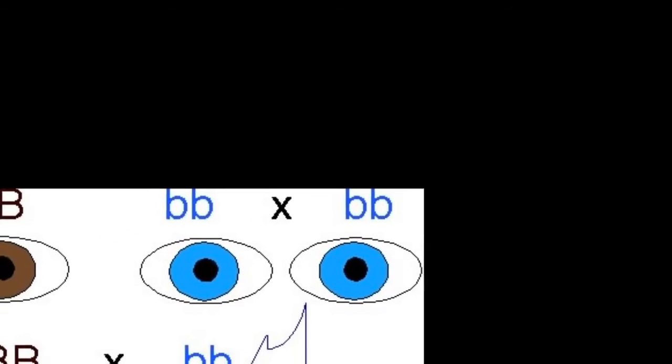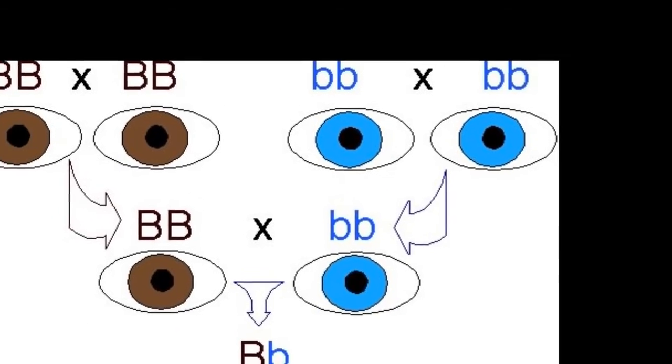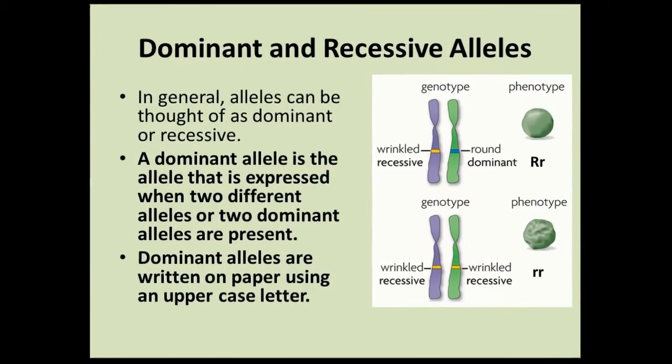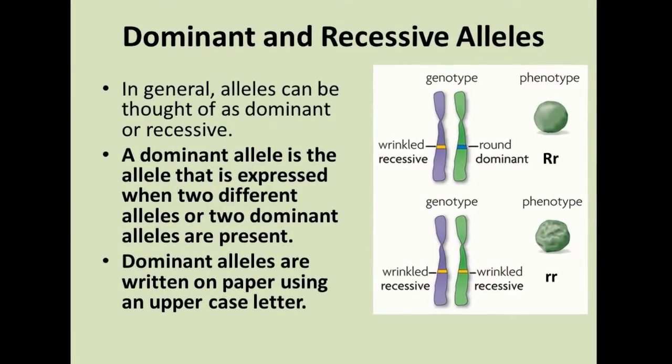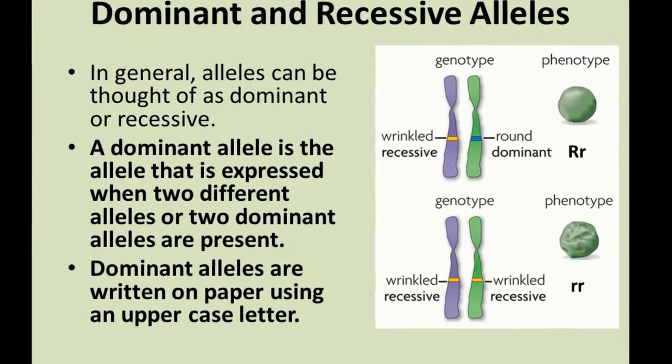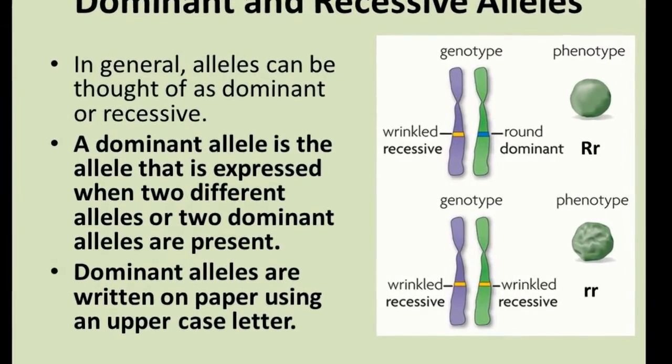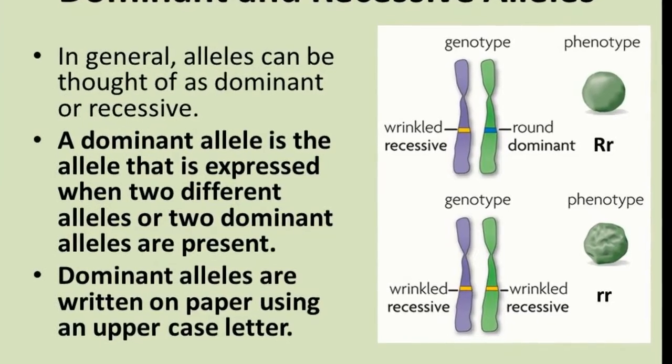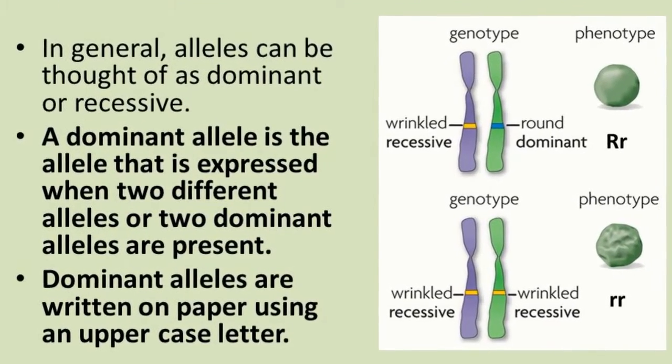For each trait, there are two alleles that are inherited, one from your mother and one from your father. The two types of alleles are dominant and recessive. In a dominant allele, that trait will be expressed or shown. However, in a recessive allele, that trait will not be expressed unless there is no dominant gene in play.